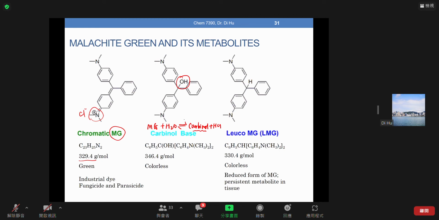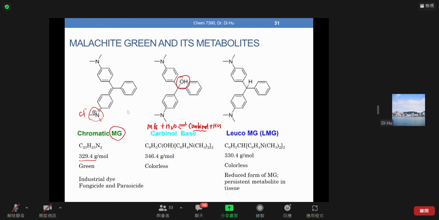Do you think this compound, the carbonyl base, is hydrophilic or hydrophobic? What's your answer? A, hydrophilic, B, hydrophobic. Can you indicate your answer in the chat box? Okay, thank you, very good. So it's hydrophobic, right? You can see that now the charge is gone. So it's hydrophobic, which means it's more lipid soluble.